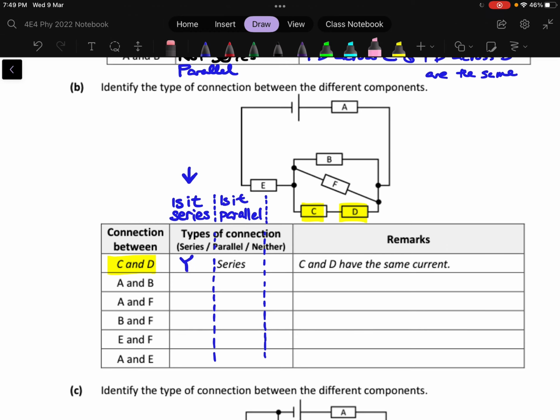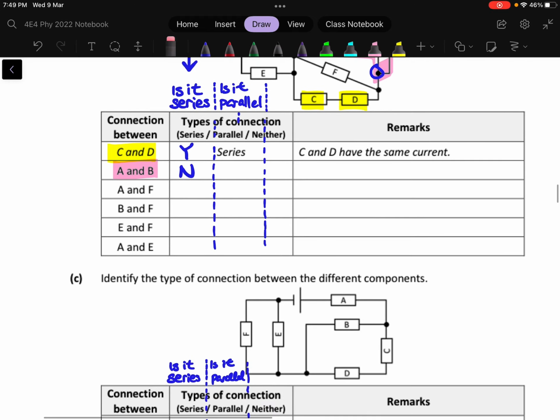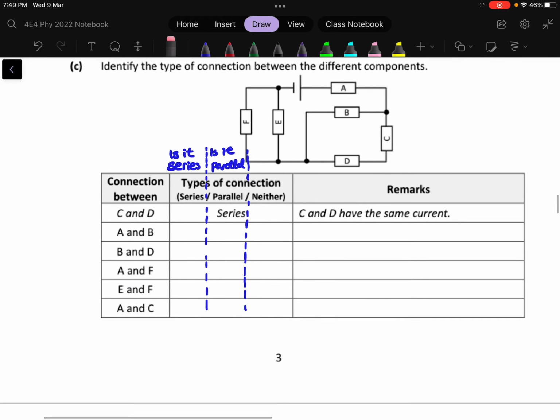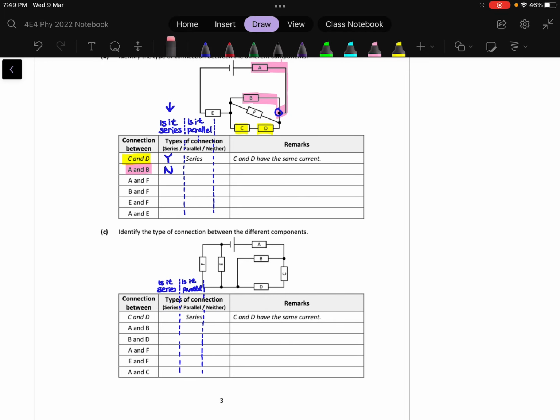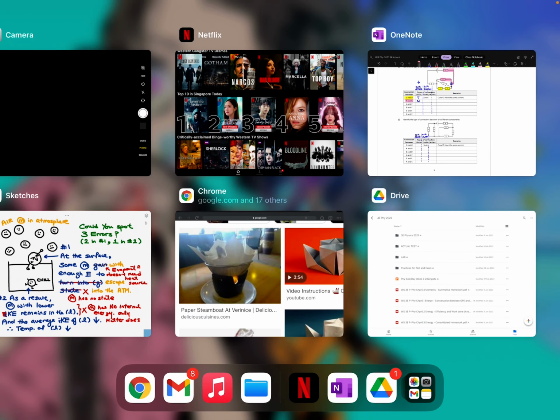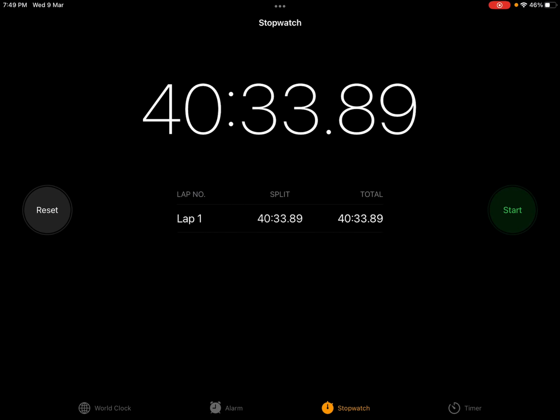And then I will look at A and B. Are they in series? Okay, no, there is a junction over here and I will put no. I want you to keep doing all this and then answer down here, is it in parallel for C and D, A and B, A and F, and so on and so forth. I want you to complete this in 5 minutes. So I will switch to my timer now.